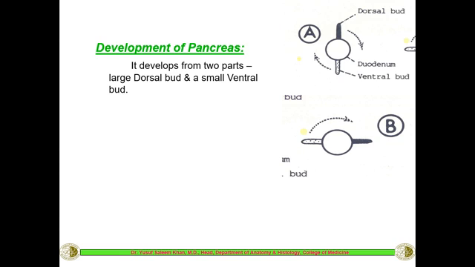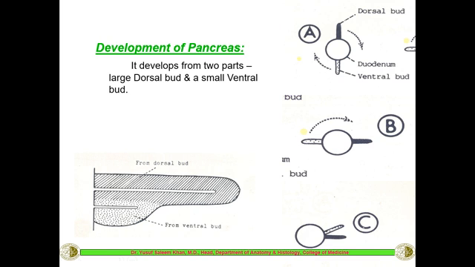But as the gut rotates, at that time this dorsal bud becomes the left bud, and this ventral bud goes toward the right side. Later this ventral bud also moves towards the dorsal bud, just below the dorsal bud, because of the difference in the development of the wall of the primitive gut. So here you can see, the major portion of the pancreas will develop from the dorsal bud.